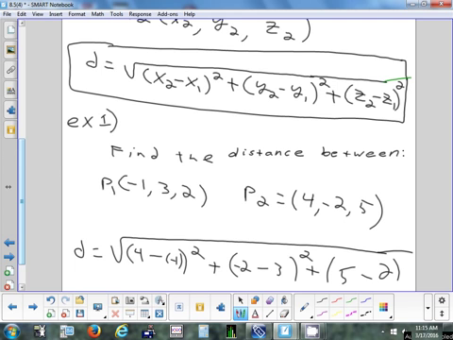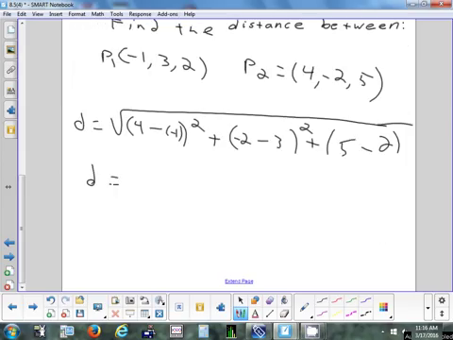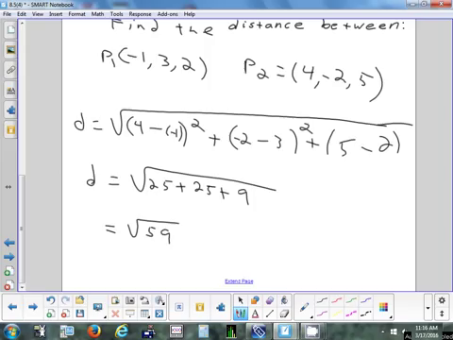Now we just have to do that out and see what we get. As always, if you get a nice answer that can be reduced, let's make sure we do that. So we're going to get 4 minus negative 1 is 5 squared. Negative 2 minus 3 is negative 5 squared. And 5 minus 2 is 3 squared. So what do I get there? 59. Square root of 59. And 59, if you try to reduce that, I don't think we can reduce it. Any questions on that? All right, so that's distance in 3D.